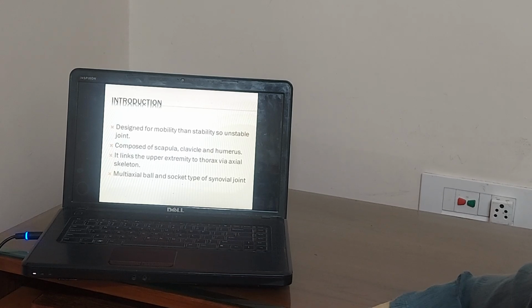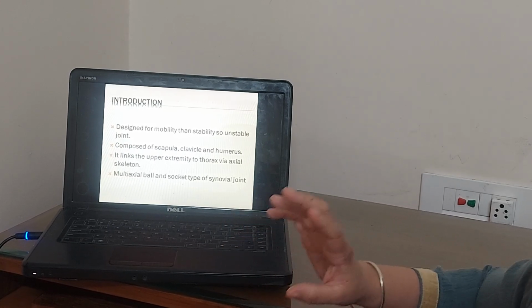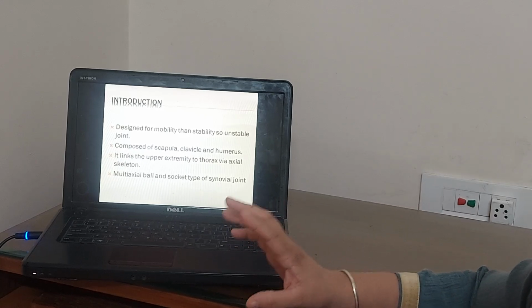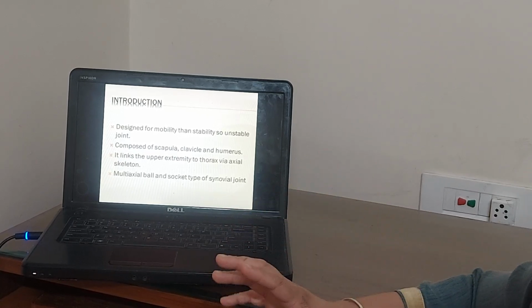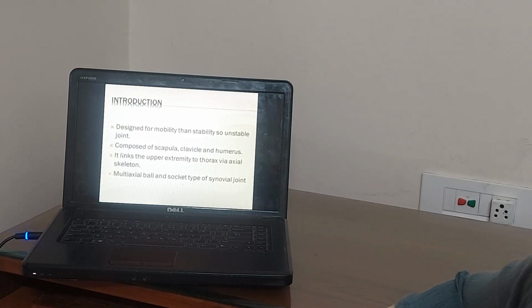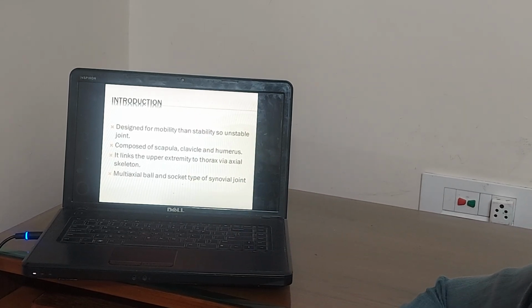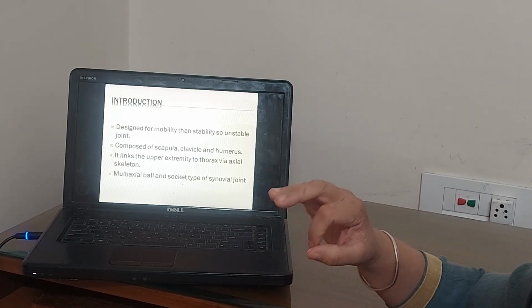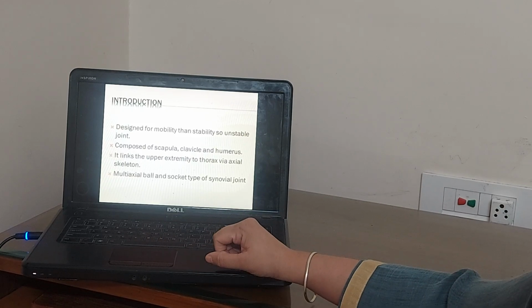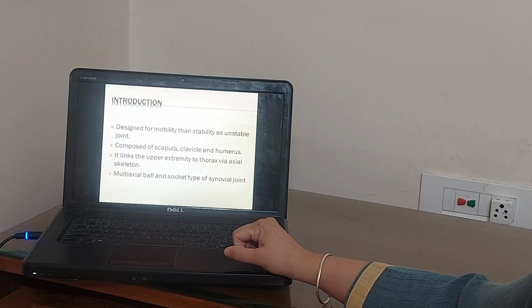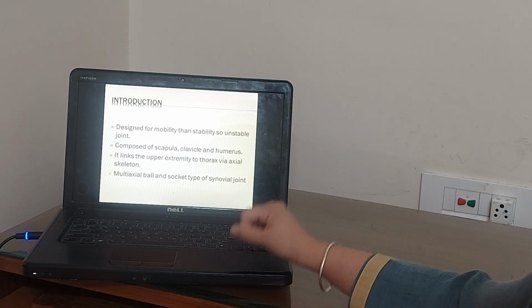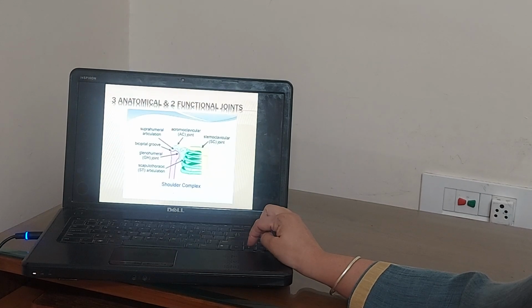Now basically the shoulder complex is designed for mobility. You can move this shoulder complex or shoulder joint in all the directions. So it is more for mobility than for stability, and it is said to be an incongruent joint. It is made up of 3 bones: the scapula, the clavicle, as well as the humerus. It basically links the upper extremity to the thorax via the axial skeleton. So it's a ball and socket variety of a synovial joint.